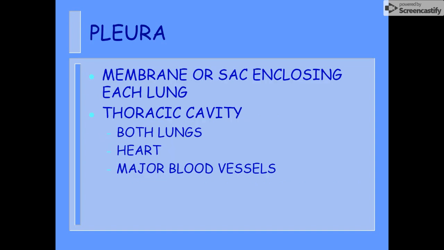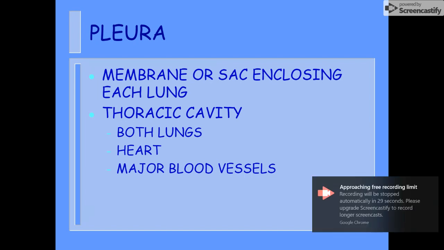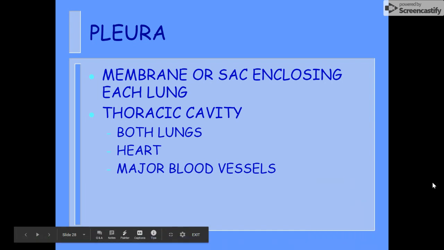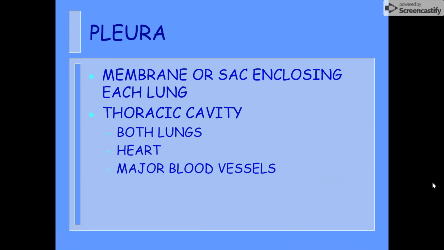All right, now we're back down underneath where it says alveoli on your notes. So we're at the pleura. We will continue part 2 in just a second. The pleura is a membrane or a sac enclosing each lung. The thoracic cavity holds both lungs, the heart, and your major blood vessels.